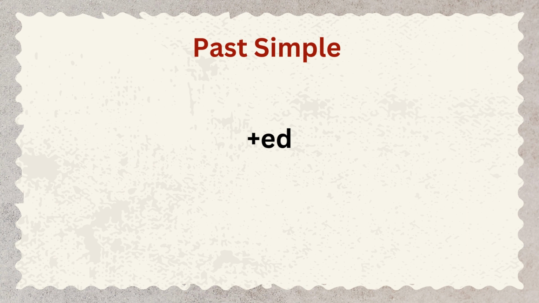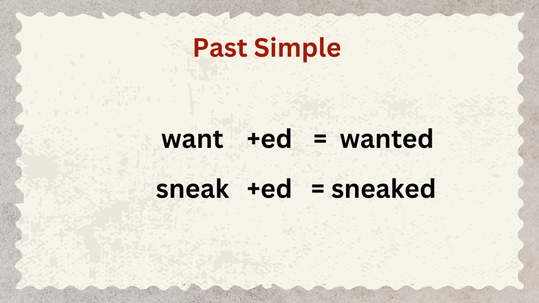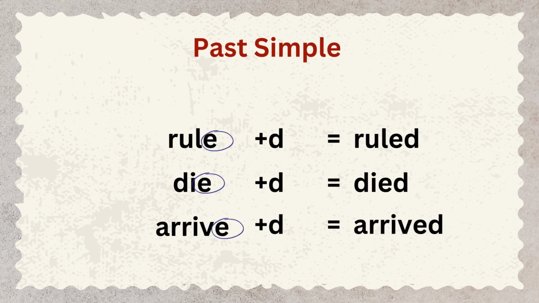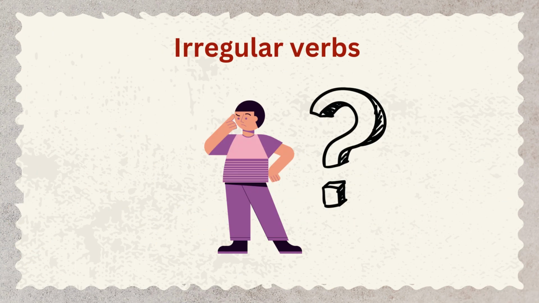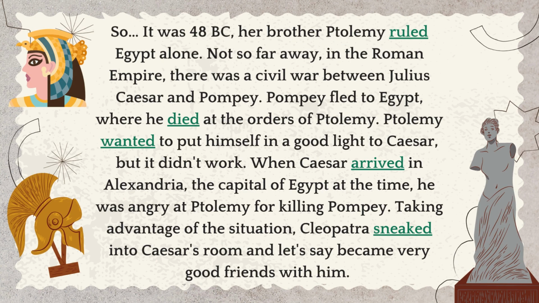To put a verb in simple past, all you need to do is add ed at the base form of the verb. So want becomes wanted, sneak, sneaked. If the verb ends in e, just add d. Rule, ruled. Die, died. Arrive, arrived. These are all regular verbs. What about the irregular ones? Pause the video and see if you can find any.